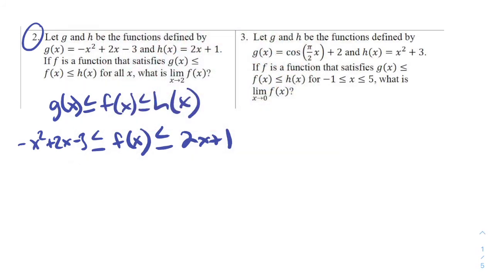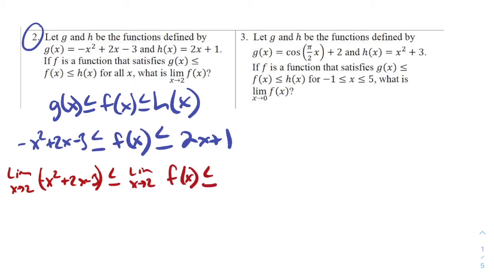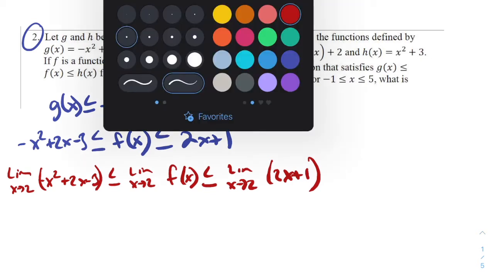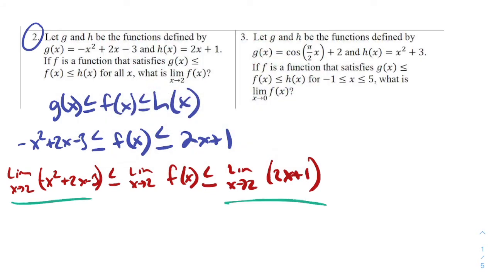We're going to throw the limits in there for each of these. So the limit as x approaches 2 of negative x squared plus 2x minus 3 has to be less than or equal to the limit as x approaches 2 of whatever f of x is, which is less than or equal to the limit as x approaches 2 of 2x plus 1. Okay, we added those limit statements. Now evaluate the ones on the outside. What are these going to give us?